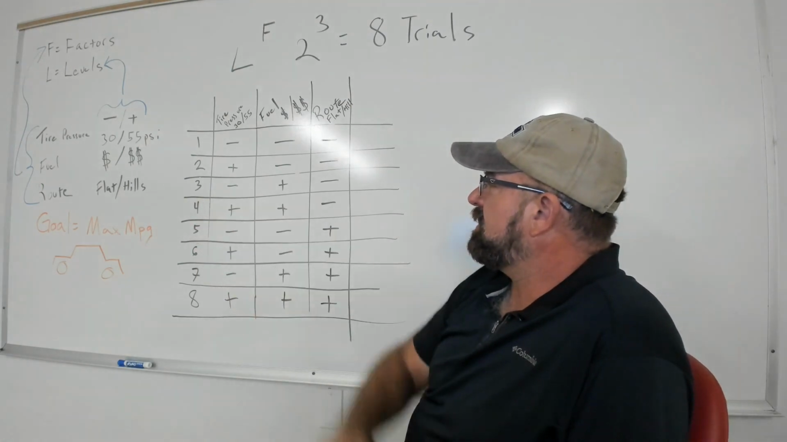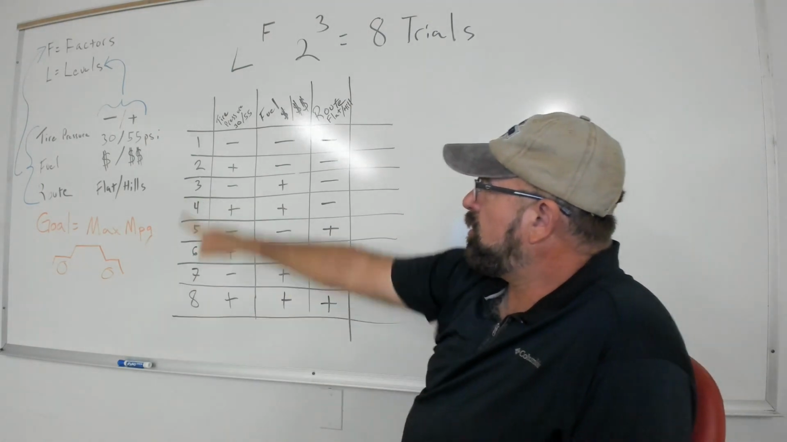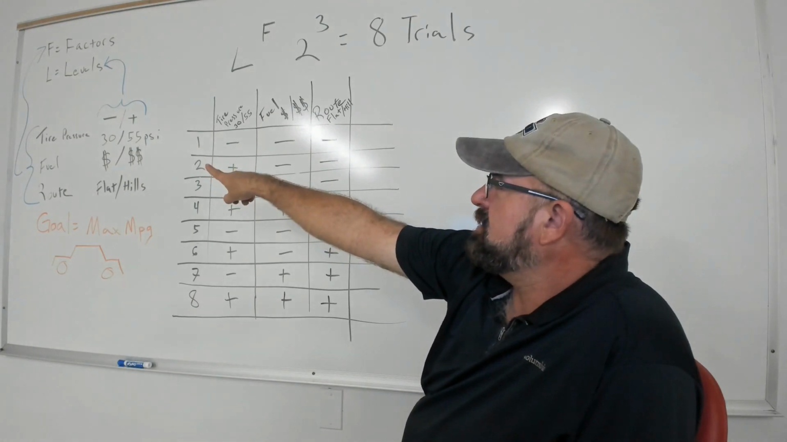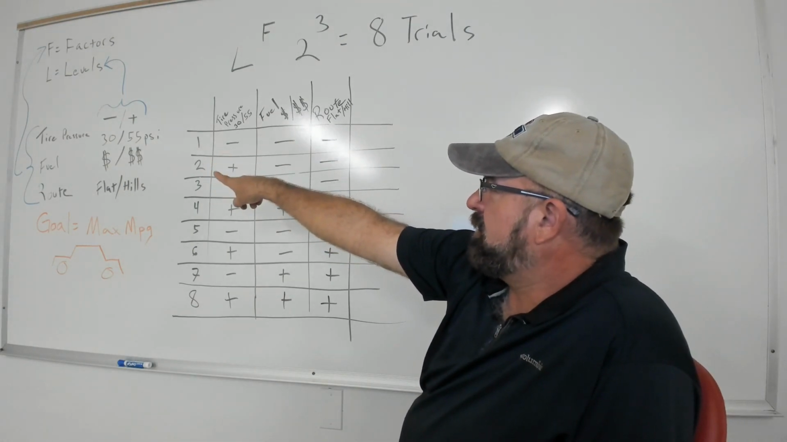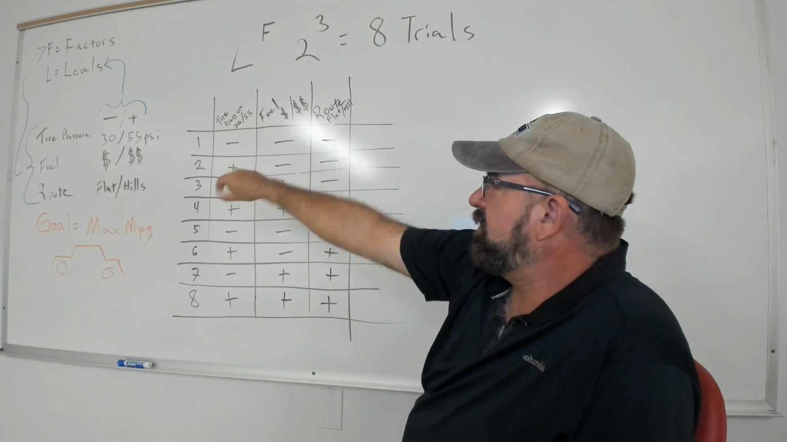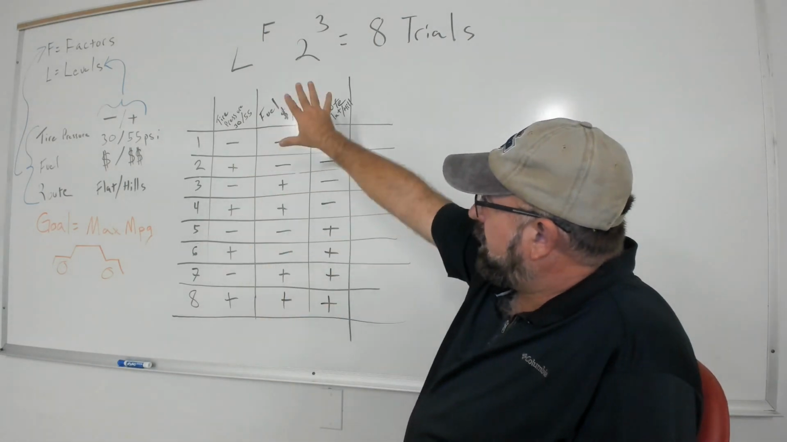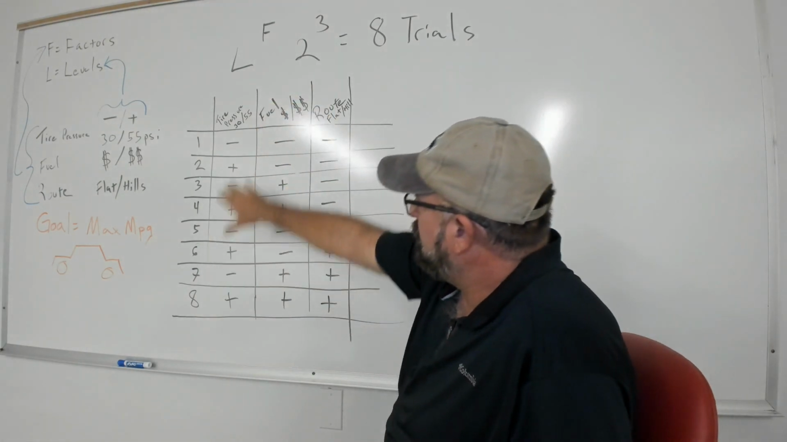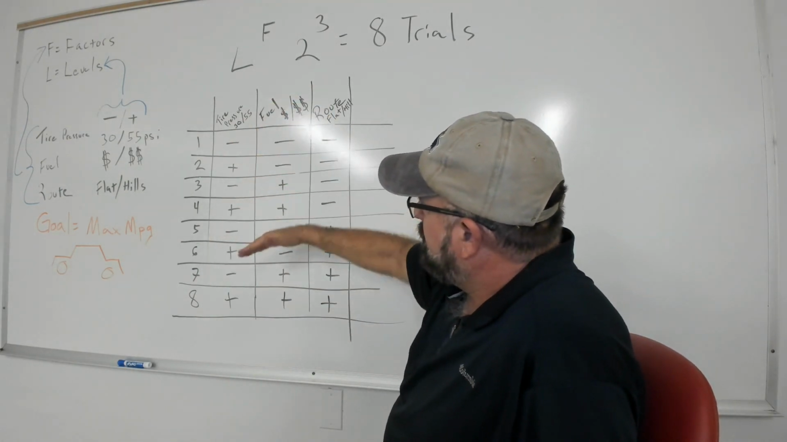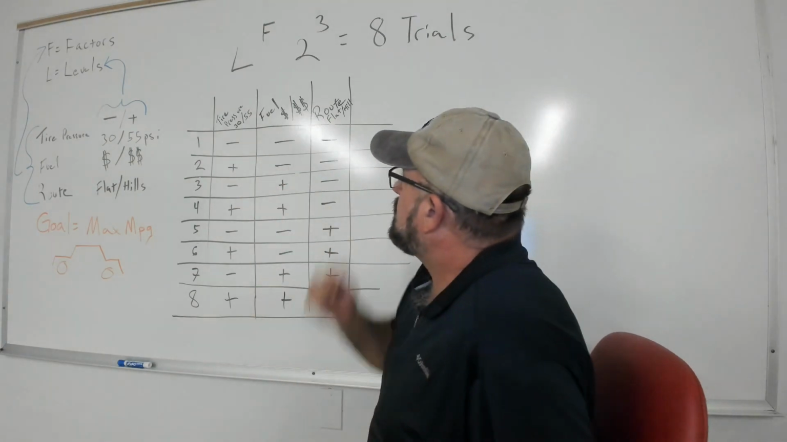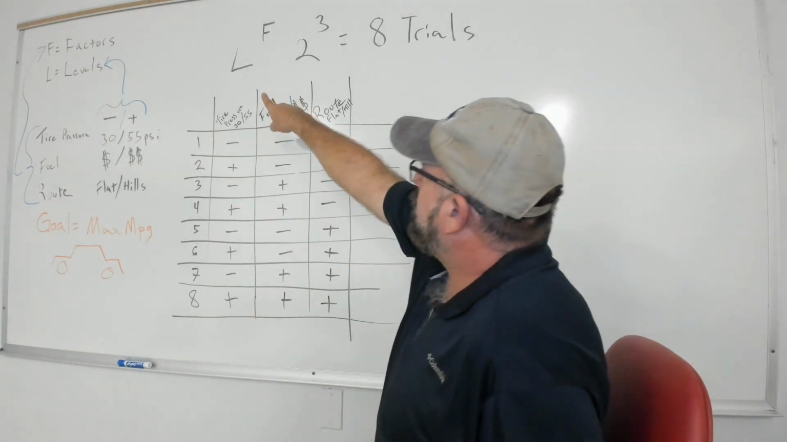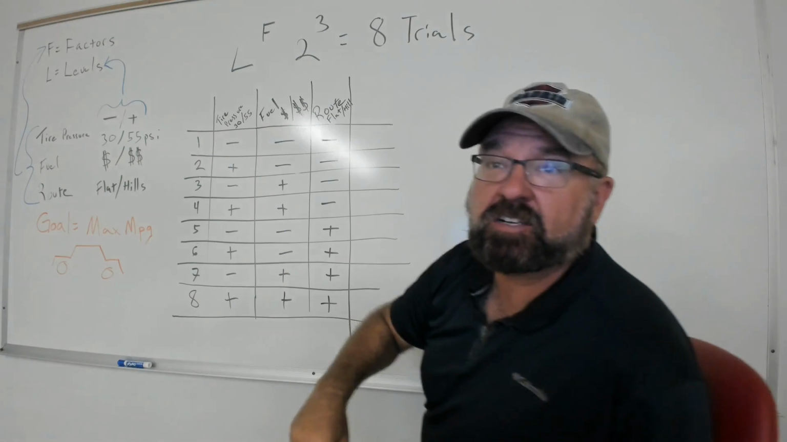So in this case, tire pressure, low with the minus sign, 30 psi, high, 55 psi. Notice the nomenclature for DOE. So I have 8 runs that cover my entire design space. And here I've got my levels and factors.